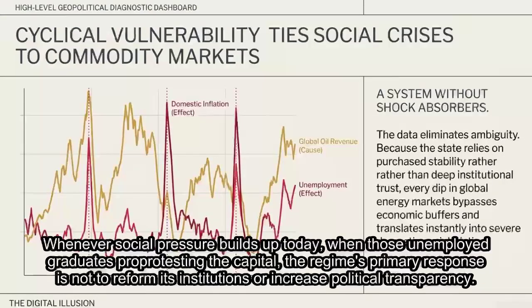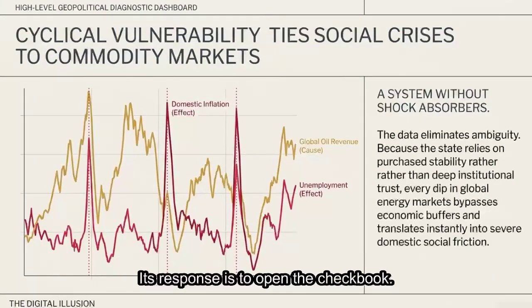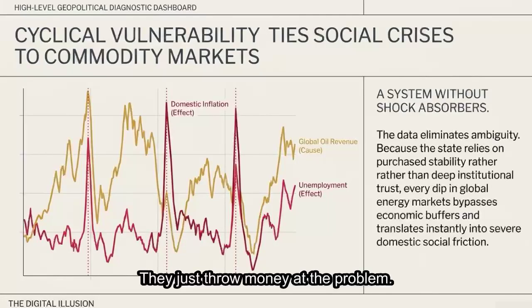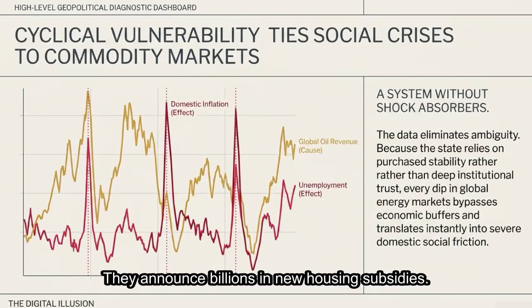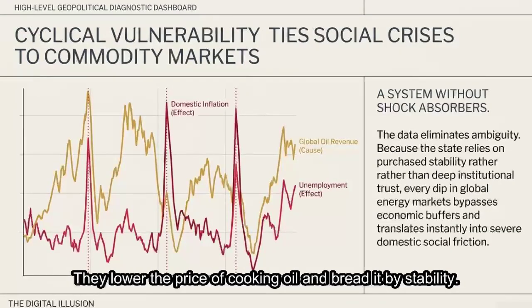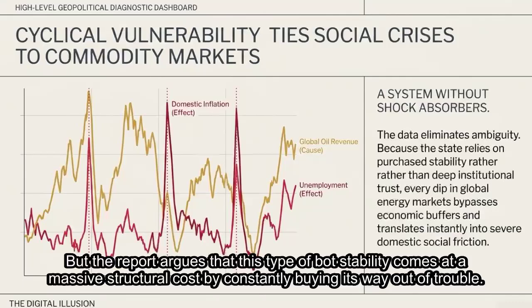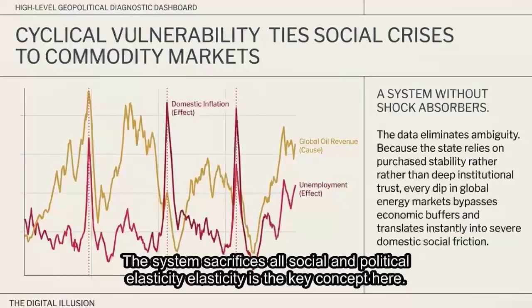That is exactly what the data implies. Whenever social pressure builds up today, when those unemployed graduates start protesting in the capital, the regime's primary response is not to reform its institutions or increase political transparency. Its response is to open the checkbook. They just throw money at the problem. They announce billions in new housing subsidies. They create thousands of artificial administrative jobs in the public sector. They lower the price of cooking oil and bread. It buys stability. But the report argues that this type of bought stability comes at a massive structural cost.